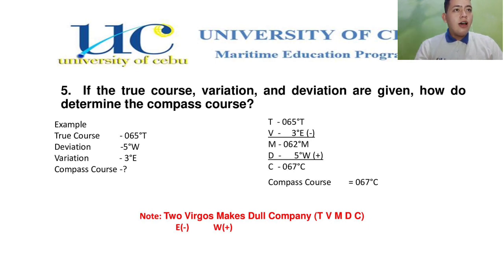Let's have the true course of 065 degrees true minus our variation of 3 degrees east because of its direction. We have then the answer of 062 degrees as the magnetic course. Since we have our deviation as west, we're going to add it to our magnetic course. That's why our final answer for the compass course is 067 degrees.